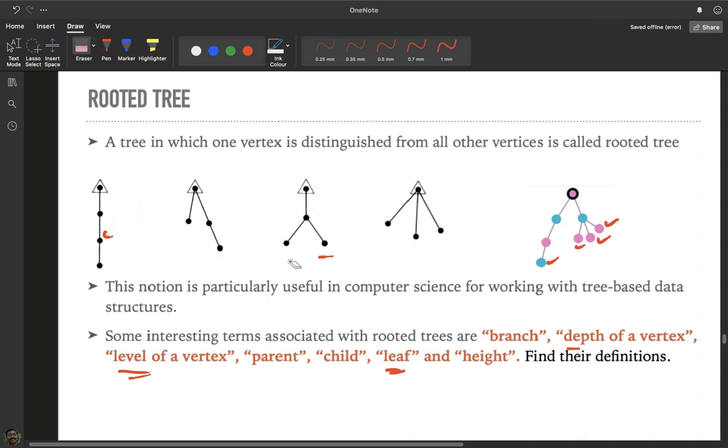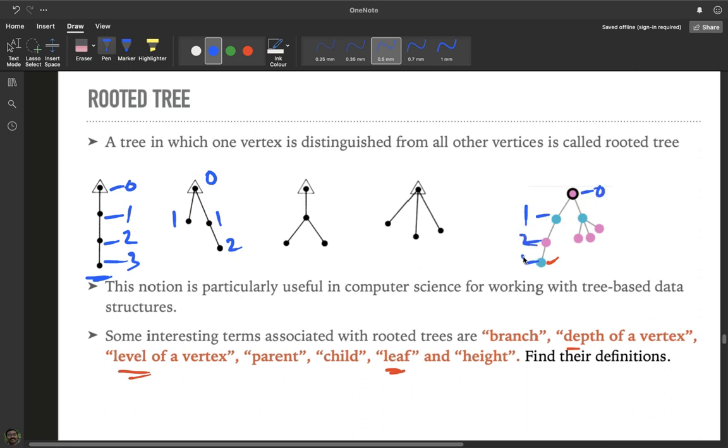So what will be the height in these cases? If you use the textbook notation, the height of this tree is, this level is 0, this level is 1, this level is 2, this level is 3, so the height is 3 there. And if you look at this graph, this level is 0, this level is 1, this level is 1, this level is 2, so the height is 2 there. And in this graph, this level is 0, this level is 1, this level is 2, this level is 3, so here the height would be 3. So I hope it is clear.